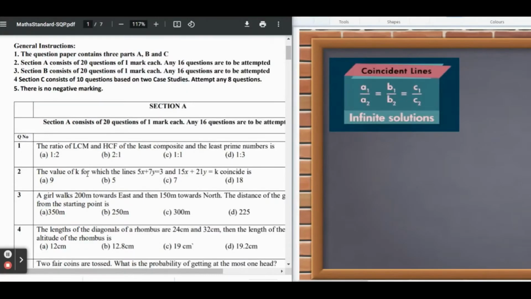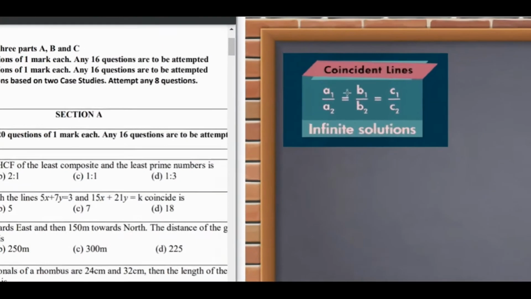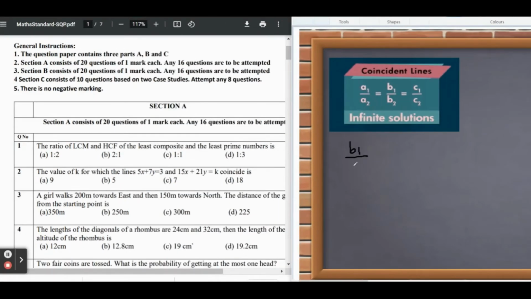Second question: the value of k for which the lines 5x + 7y = 3 and 15x + 21y = k coincide is. You know the condition for coincident lines: a1/a2 = b1/b2 = c1/c2. It has infinitely many solutions. So we will compare b1/b2 with c1/c2. b1 is 7 and b2 is 21, and c1 is 3, c2 is k. When two fractions are equated, we have to cross multiply.